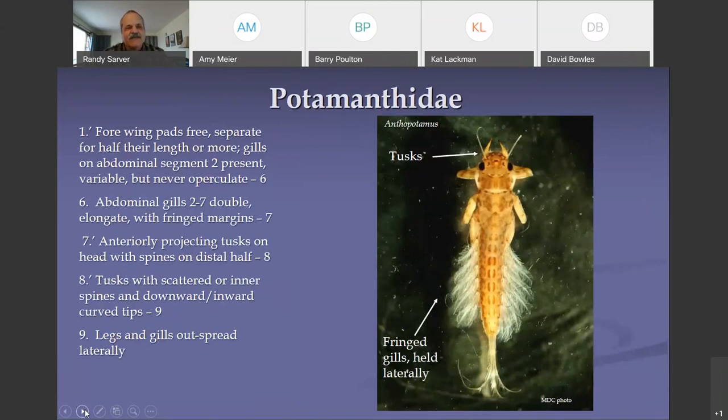Another burrower. They're thrown into the burrower category, but this family is a little different than the other three. Potamanthidae, you can see from the looks of them that they do have the mandibular tusk. They do have the fancy, really fringed gills. But as we work our way down through the key, the tusk is not necessarily that different in shape, but when it gets to the legs, couplet number nine, talking about the legs and the gills, in this case we're saying they are spread out. The gills are not held over their back, because they really don't form these tube type burrows in clay and hard sediments. Next.